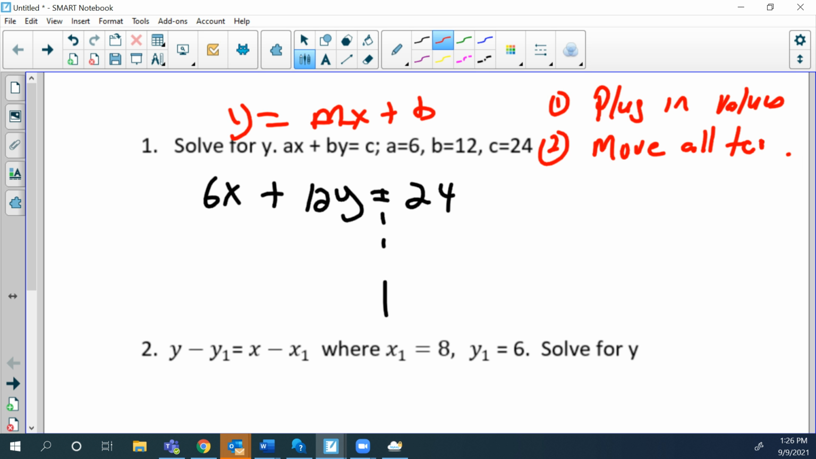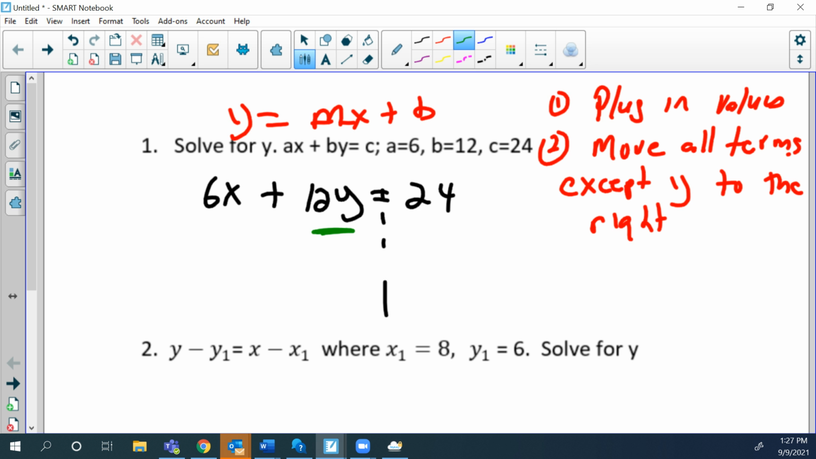Move all terms except y to the right. Okay? So we want to move all the terms except the y to the right. So let's do that now. Again, this is my goal right here. I want to get 12y by itself. I want to isolate that.